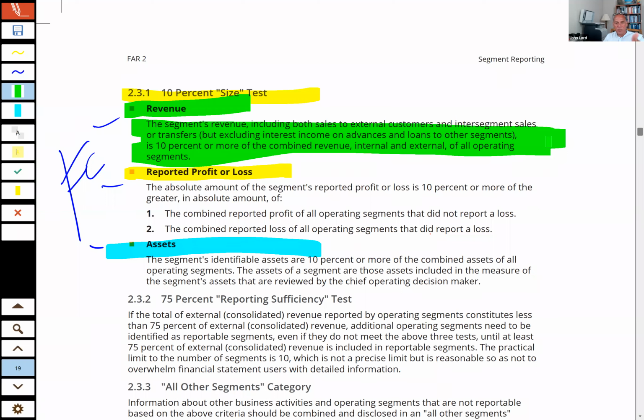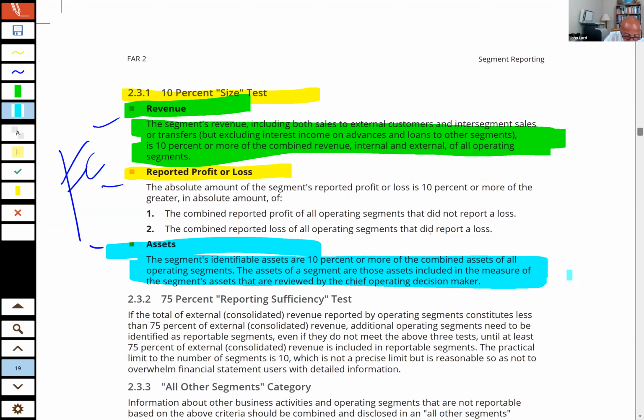If a segment doesn't make it based on revenue, then we'll do the same thing for assets. Let's come down to the asset test. We'll take all the assets of all the segments, add them together, multiply that big added together number by 10%, and any segment that has assets greater than or equal to that 10% number is a reportable segment, even if it didn't meet the revenue test. They only have to meet one of these, okay?